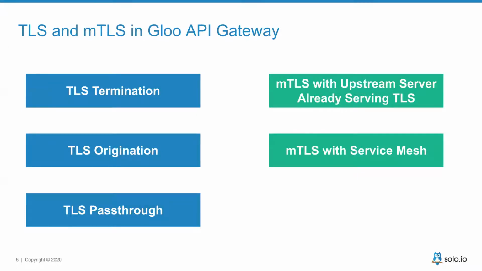Cool, so this is summarizing some of the different concepts that we're going to talk about. TLS termination, origination, and pass-through. These are the different scenarios that I was referring to. We'll go into this in a second. Then we'll also touch on mutual TLS and connections with a service mesh.